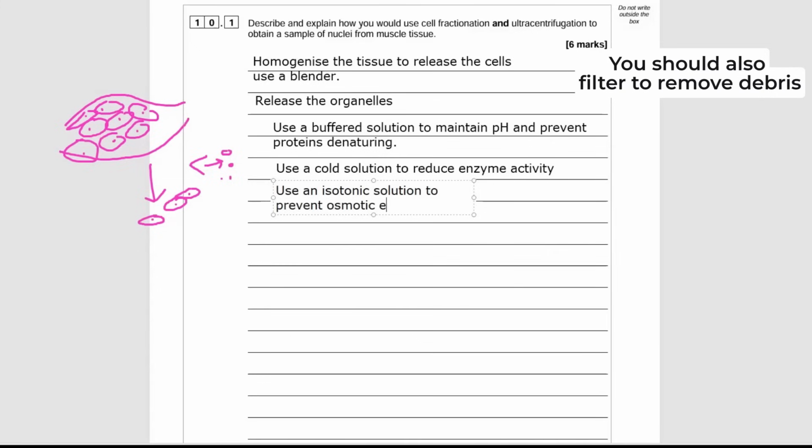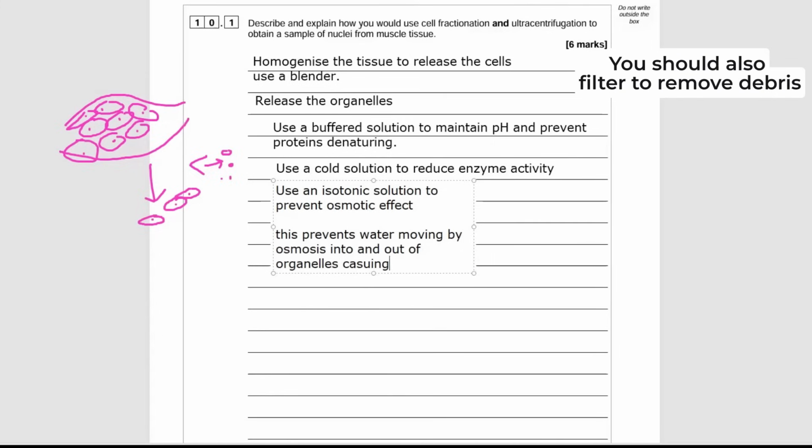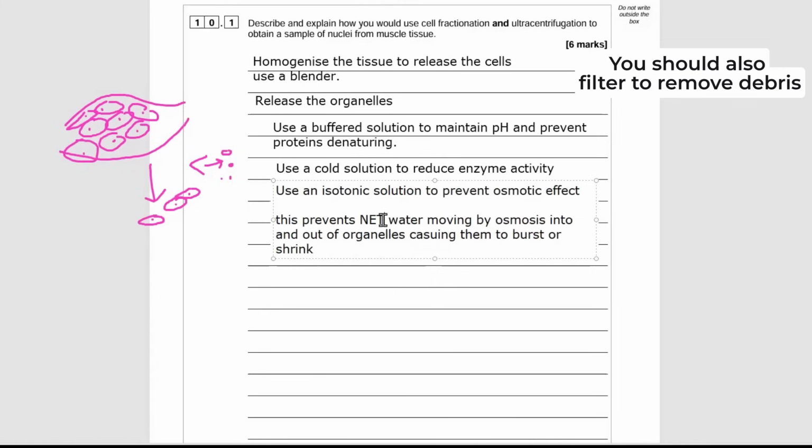Okay, use an isotonic solution. Isotonic means that the cytoplasm of the cells is the same water potential as the solution you're using for your cell fractionation and centrifugation. And this prevents an osmotic effect taking place. It prevents the net movement of water into or out of organelles that could cause things like your mitochondria to explode or to shrivel up. So we need to use an isotonic solution.